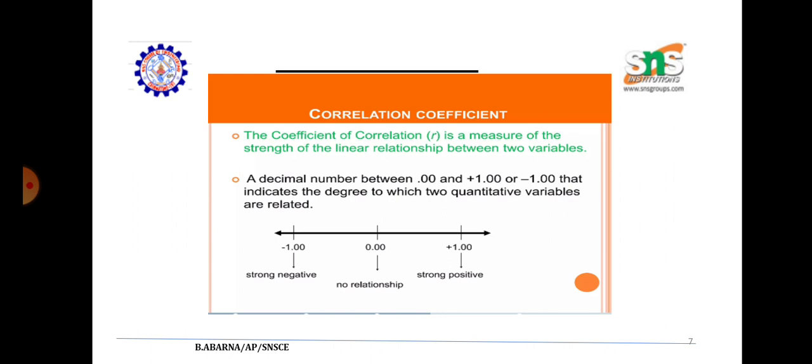Next, correlation coefficient. The coefficient of correlation is a measure of the strength of the linear relationship between two variables. So now we are seeing about two variables. It is a decimal number between 0.00 and plus 1.00 or minus 1.00 that indicates the degree to which two quantitative variables are related. Here, strong negative is minus 1.00. No relationship is 0. We know that. Strong positive is plus 1.00.